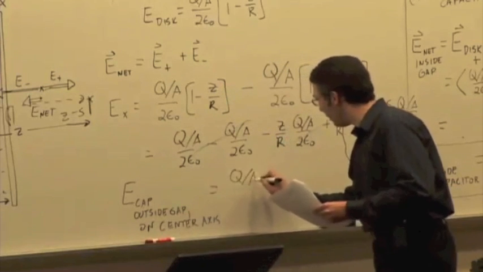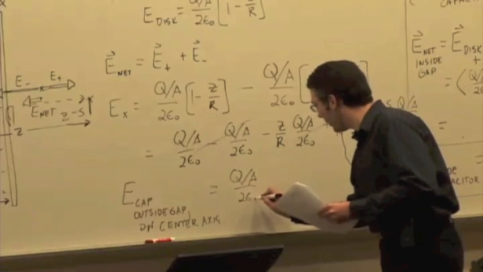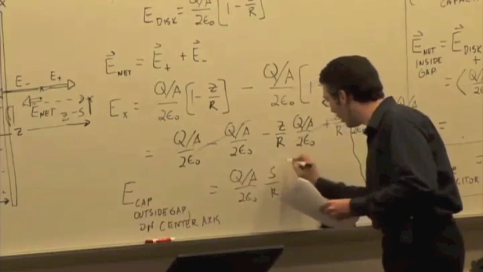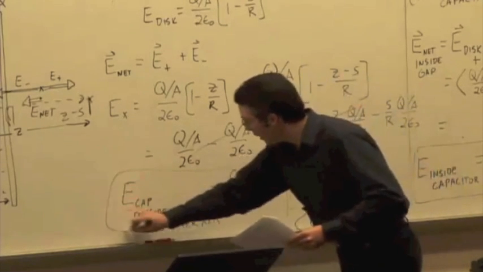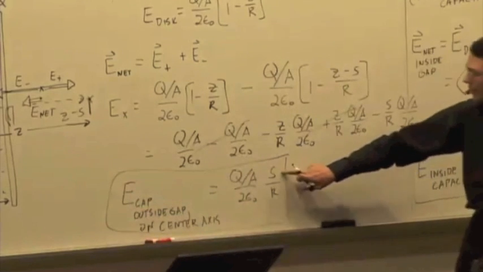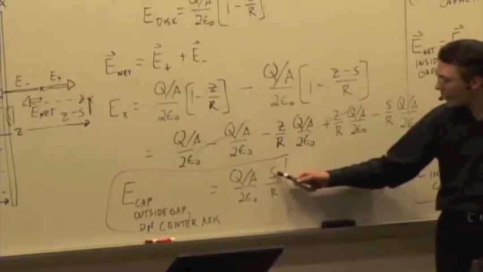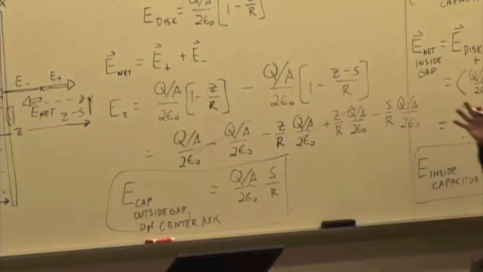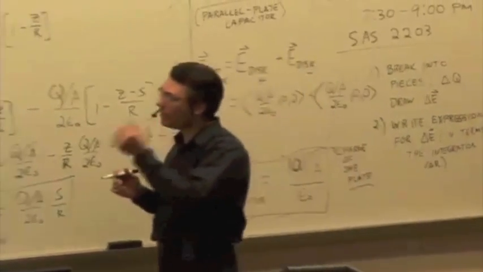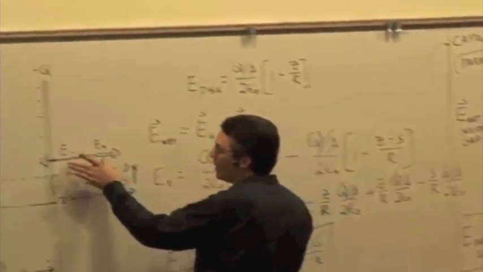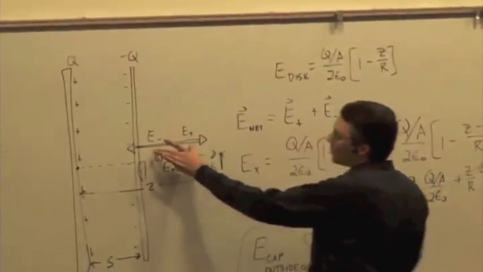Q over A over 2 epsilon 0 times S over R. This depends on the geometry, or the area. It also depends on the size of the gap. The bigger that gap, the bigger that field is going to be, because there is less of a difference between these two fields, and you get less cancellation.